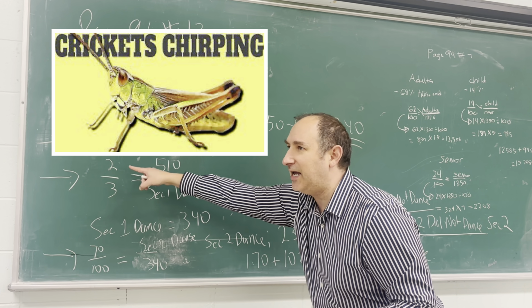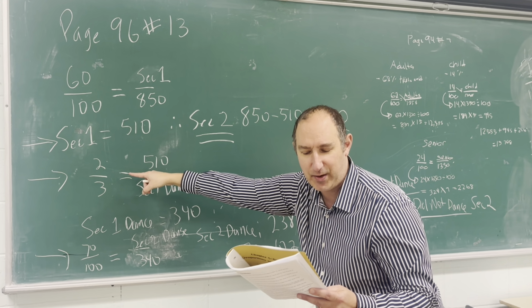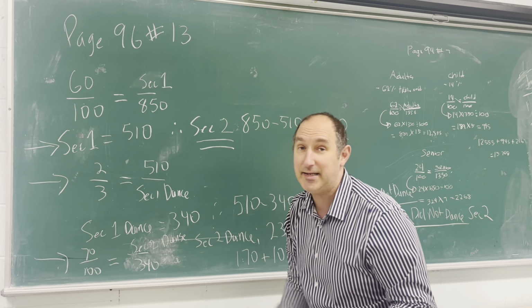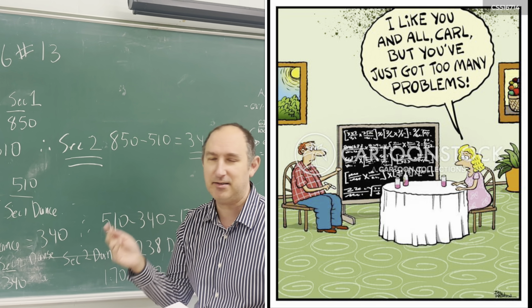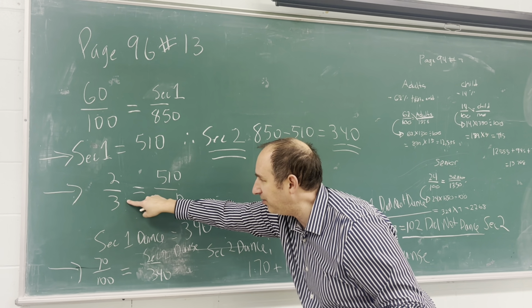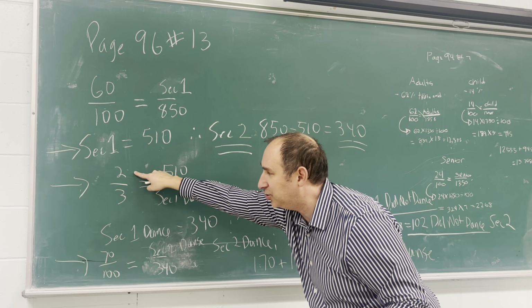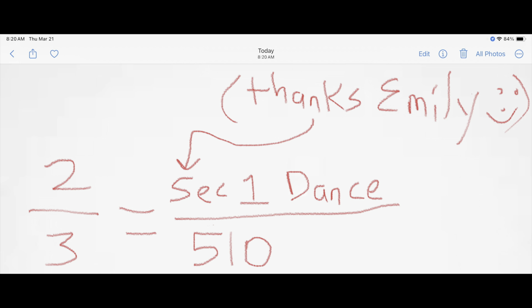Okay, second step, ladies and gentlemen. I read the next part. 2/3 of the students in secondary 1 went to the dance. I fumbled on my words. I got all excited about the dance. Who's going to ask who to the dance? It's so exciting. 2/3, 2 on the top, 3 on the bottom, 2 numerator, 3 denominator is equal to sec1 dance, which is the part, over 510, the whole. And then I cross multiply: 510 times 2 divided by 3.